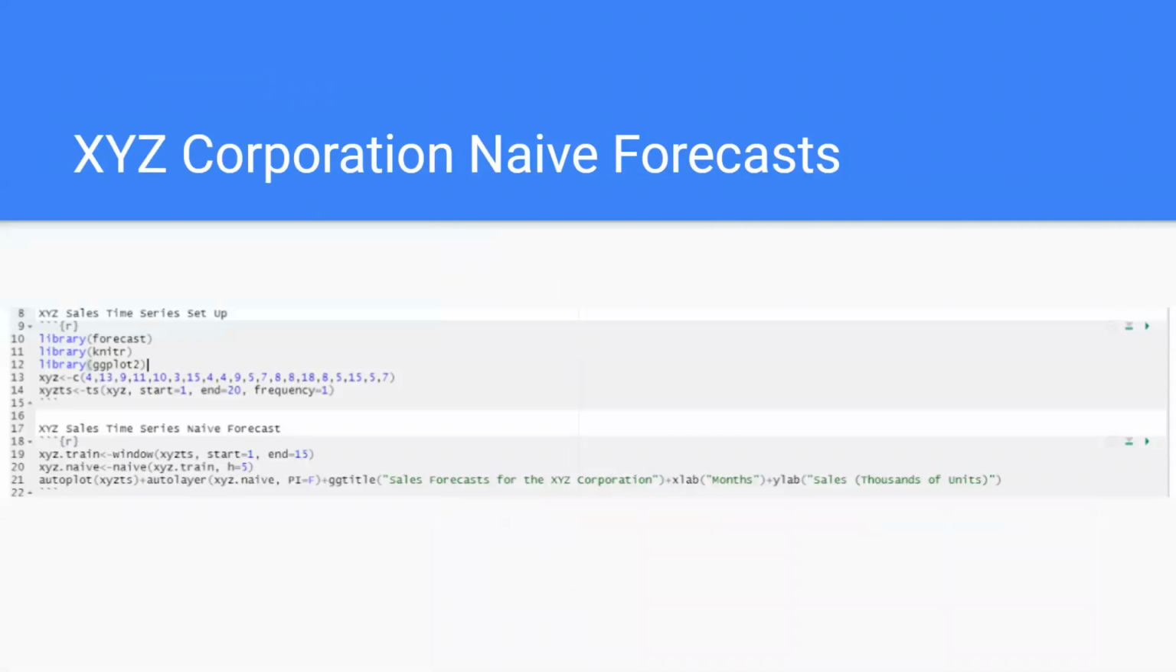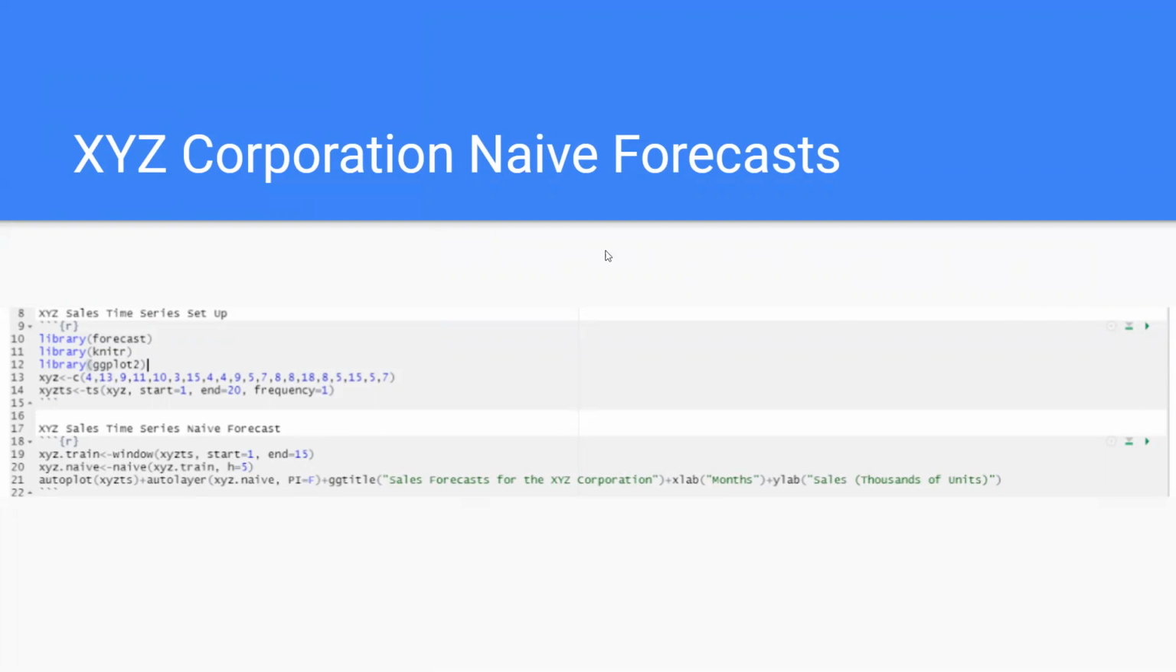The data is loaded into R and converted into a time series using the ts command. Using the window command, the training set is created. Then, using the naive command included in the forecast package, with h, the value that represents the number of desired forecast periods, set equal to 5, a naive forecast is created. Finally, the autoplot command creates a graph showing the actual sales for all 20 observed months and the forecasts for the 5 months in the testing set.